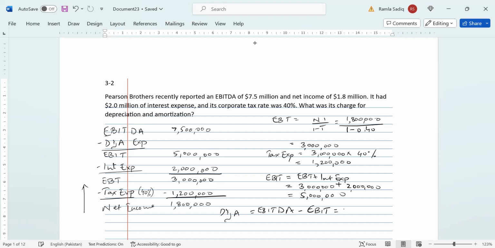My EBITDA is 7.5 million and my EBIT is 5 million. So 7.5 million minus 5 million, we plug that into a calculator or do it in our heads. We get 2.5 million as our relevant depreciation and amortization expense. And this here is our final answer.